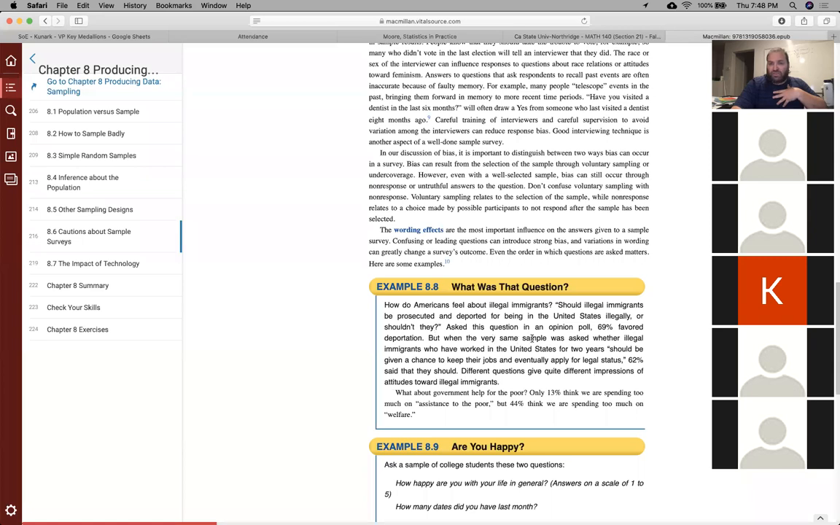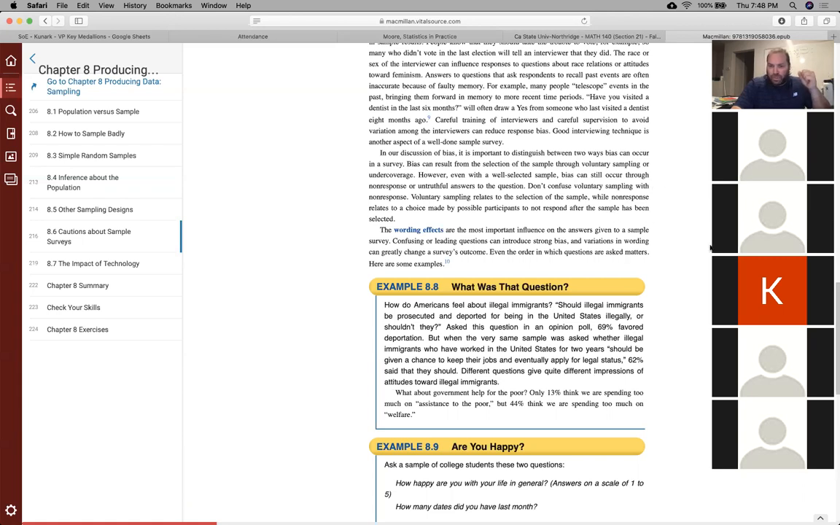But when asked the very same sample about illegal immigrants who have worked in the US for 2 years, should they be given a chance to keep their jobs and eventually apply for legal status? The same sample, 52% said they should. So how was that possible? The 70% or so said get out, and 60% said, well, give them a chance. It's the same sample, but different wordings, and all of a sudden their answers are completely different.